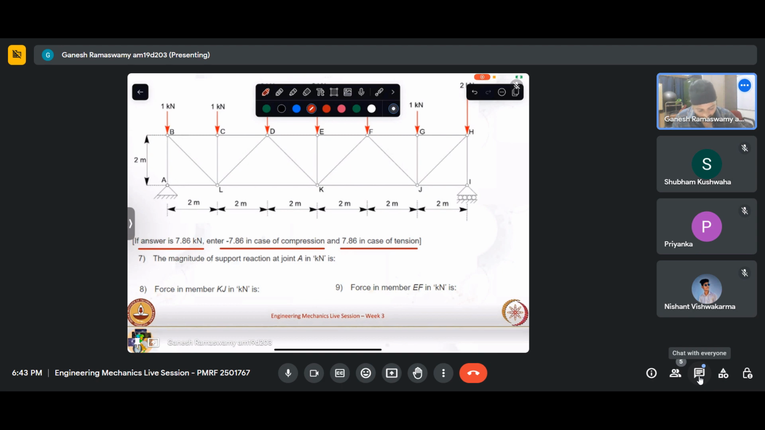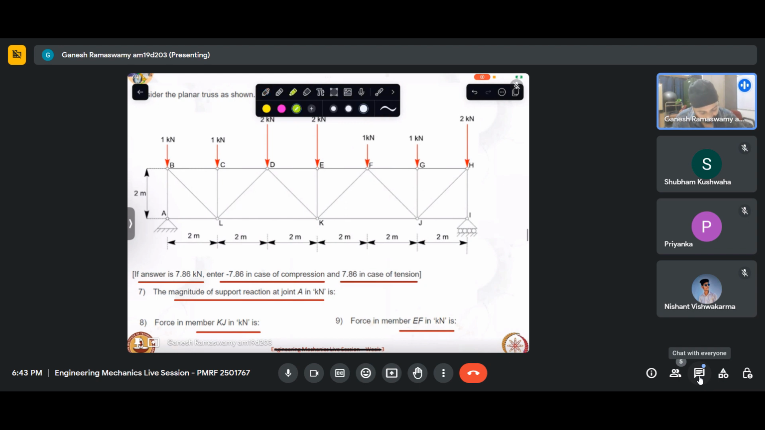So what are the things that we need to find out? The magnitude of support reaction at joint A, in kilonewton, we have to ask, and the force in the member KJ in kilonewton, and the force in the member EF. So we need to report the reaction at A, and we need to report that member force KJ, and EF.